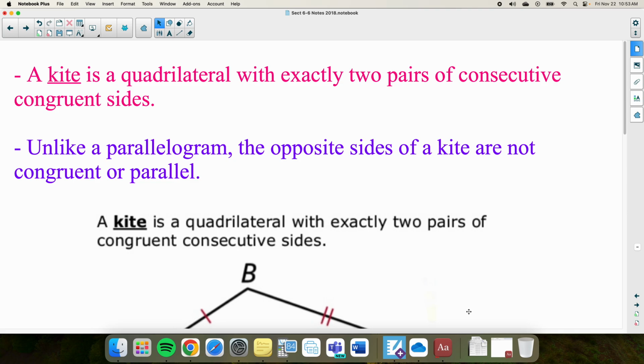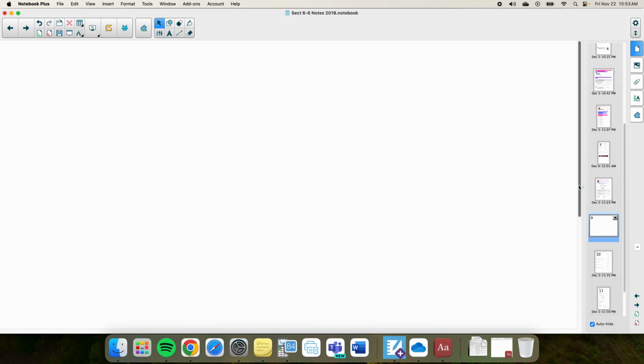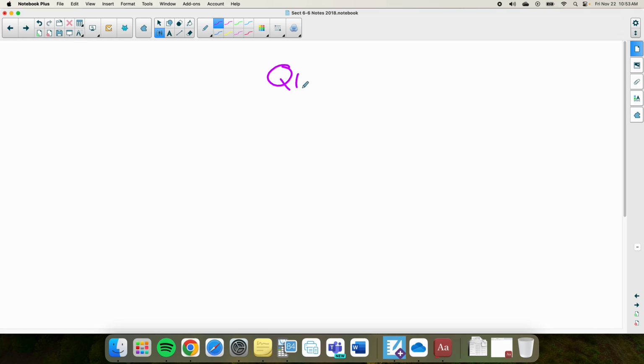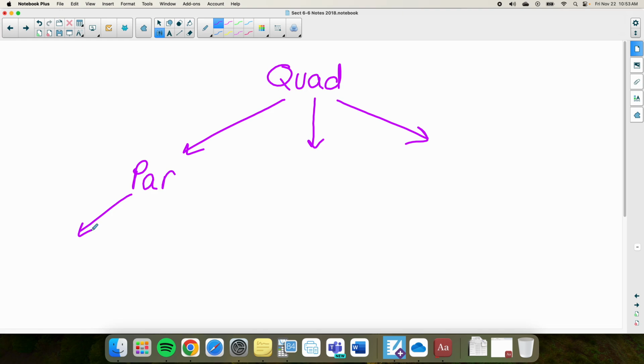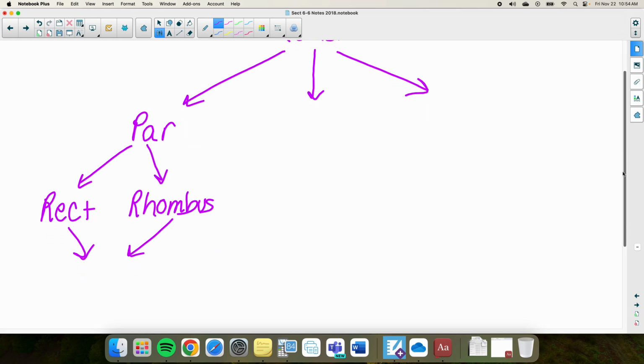Kites are the last thing we're going to talk about, and we are going to draw one thing on this, so make sure you have that out. I kind of want to show you guys how all of this fits together. So basically you have quadrilaterals, which is any four-sided figure, and from that you have different types. One is your parallelograms, and that's when both pairs of opposite sides are parallel. Then you could have a parallelogram that has four right angles, and that would be a rectangle. Or you could have a parallelogram that has four congruent sides, and that would be a rhombus. And if something is a rectangle and a rhombus, it would be a square.